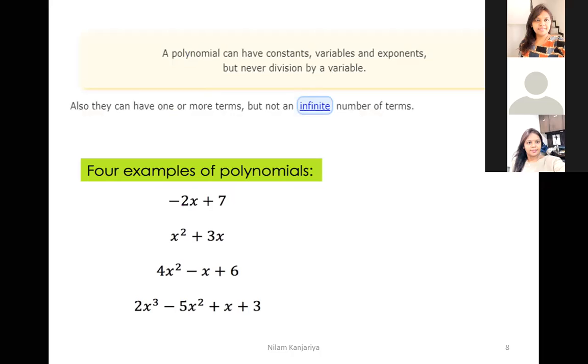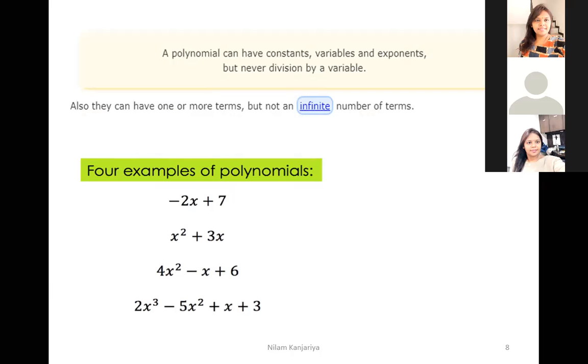If the given terms are not a countable number of terms, it is infinite. It is not countable. It is known as an infinite polynomial. So there are some examples. Look at all four examples, they satisfy the condition of the polynomial.